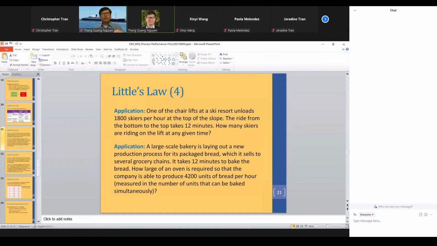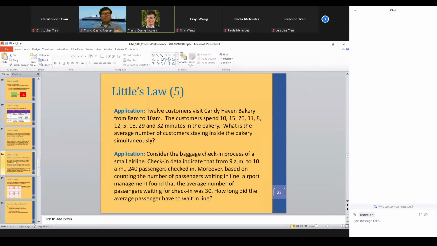And then on slide 21, we look at the word problems, right? The large scale bakery example. It's like a short story that we have to read, extract the information, understand what they ask us, and then just do the calculation. And on slide 22, we talk about baggage check-in. They also give us some information, and at the end, we have to calculate the flow time, right? How long did the average passenger have to wait in line?